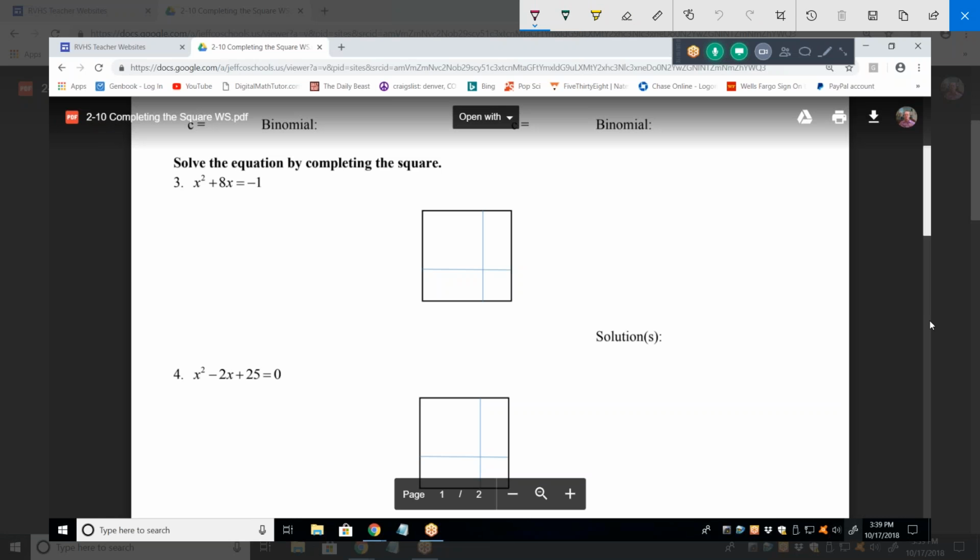When you are completing a square, you are always isolating those two terms. You're isolating the x squared and the 8x. So let's write it. Let's put parentheses around it, and let's leave enough space to include what it takes to complete the square.